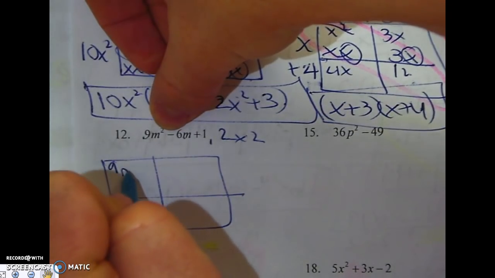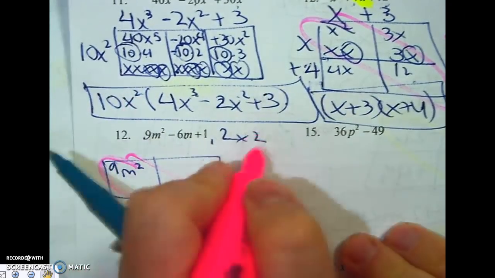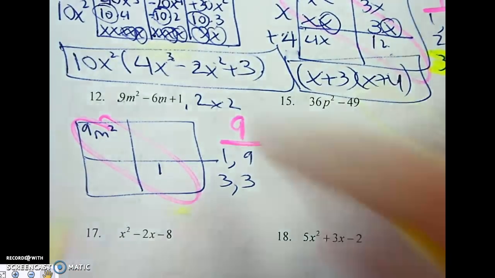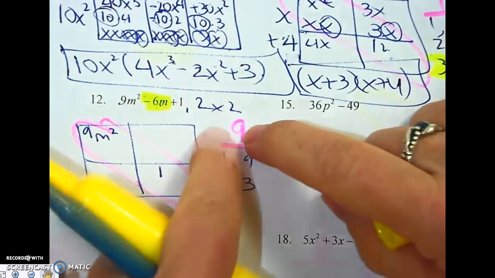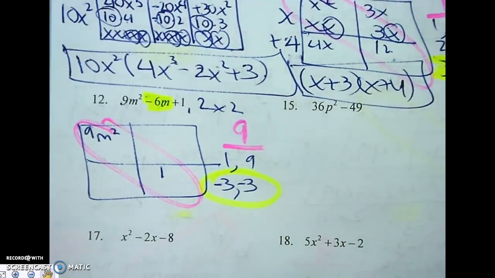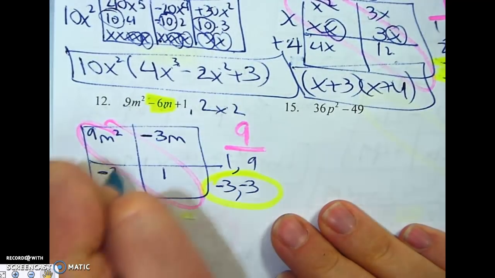First guy. Last guy. Circle. 1 times 9 is 9. All the ways to get 9: 1, 9; 3, 3. This is positive, but this is negative. So when that's positive, they're both going to be negative. There's my answer. It doesn't matter which one I put where, because it's the same thing.